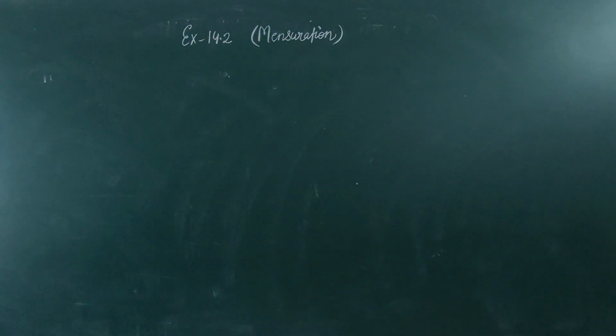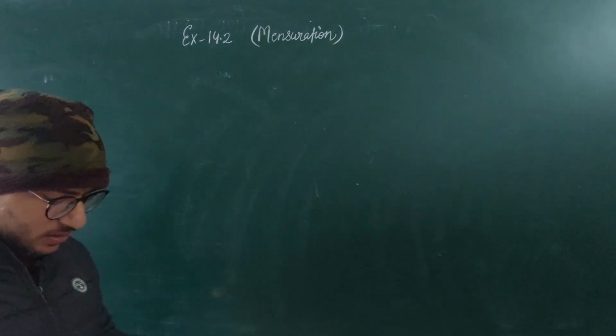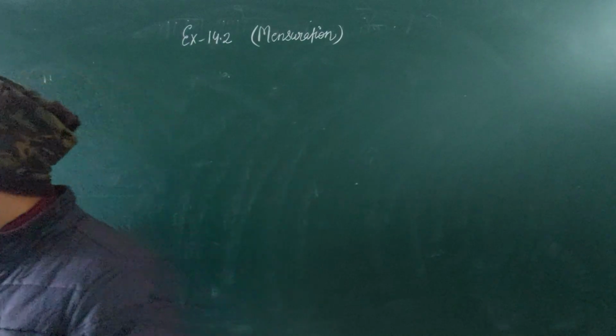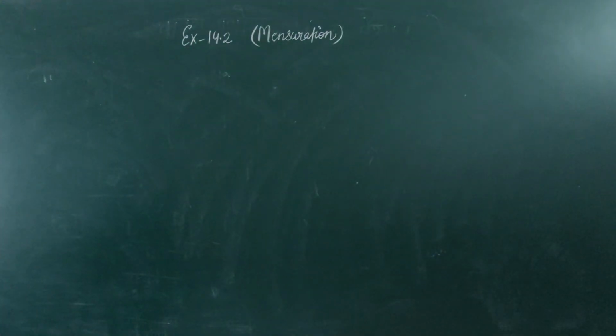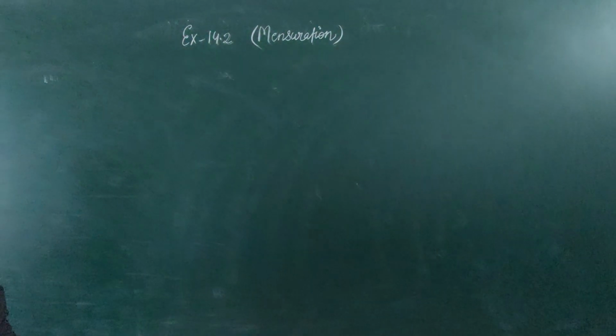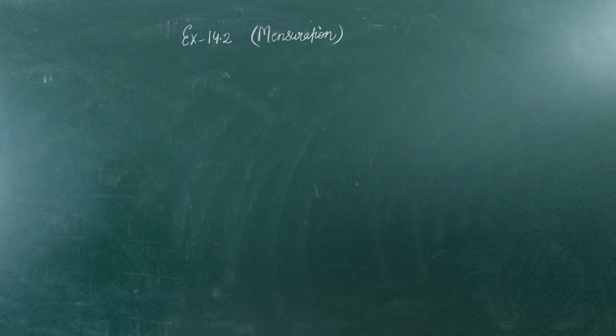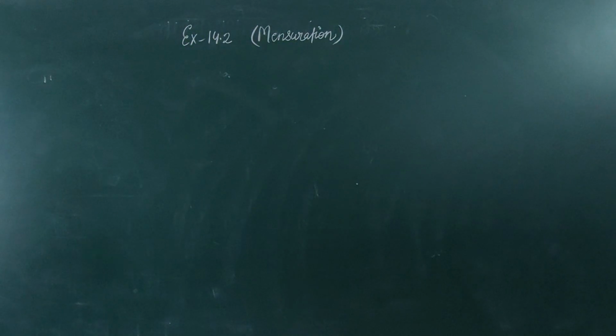Welcome back, students. Yesterday we started exercise 14.2, chapter mensuration, and the first three questions we have completed. The first three questions were based on the area and perimeter of square and rectangle. Now moving on to question number 4. Read it from your book.